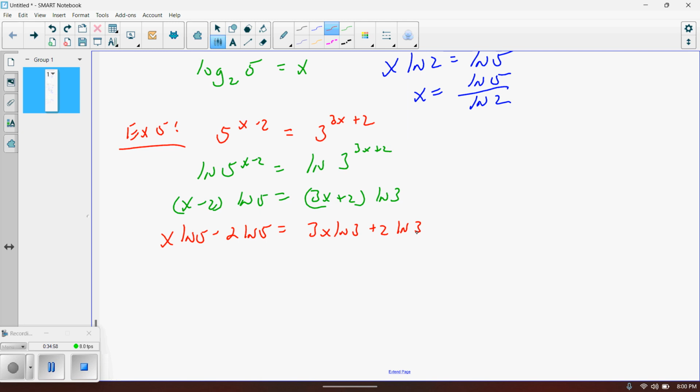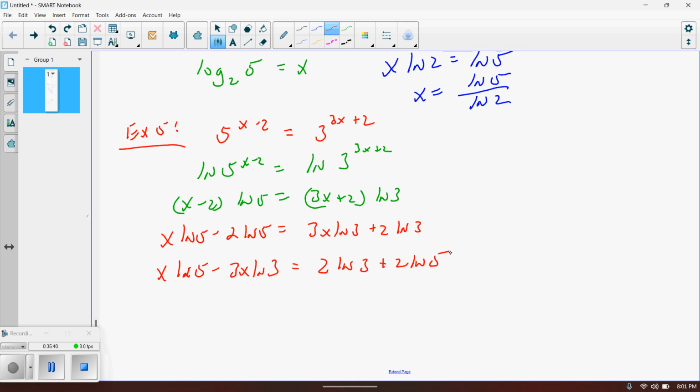Okay, so we've gotten the x's out of their parentheses, but we do have x's on both sides of the equation, so we're going to go ahead and move those so that both of the x's are on the same side. Anything that doesn't have x will move to the other side. So I'm going to go ahead and subtract the 3x ln 3. So we have x ln 5 minus 3x ln 3. And I'm going to add the 2 ln 5 to both sides. So we get 2 ln 3 plus 2 ln 5.